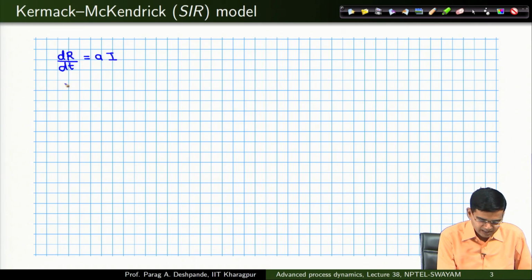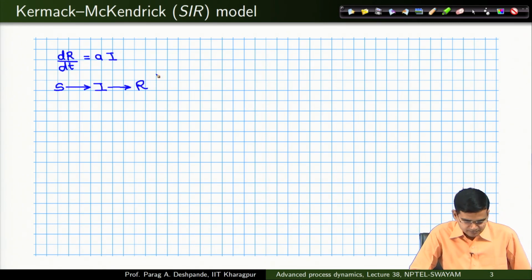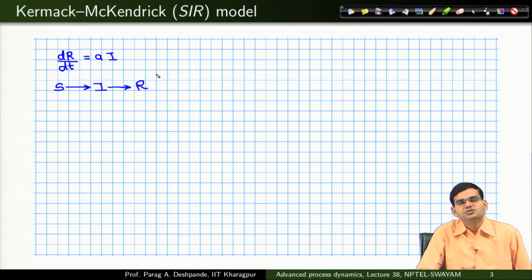So, now I have my flow scheme as S going to I going to R, right, and this is very similar to the reaction scheme which we saw in one of our previous lectures as A going to B going to C, right. So, what is the ultimate fate of S and I and R? This is what we want to know. From A going to B going to C analysis, we already have a fairly good idea about this.